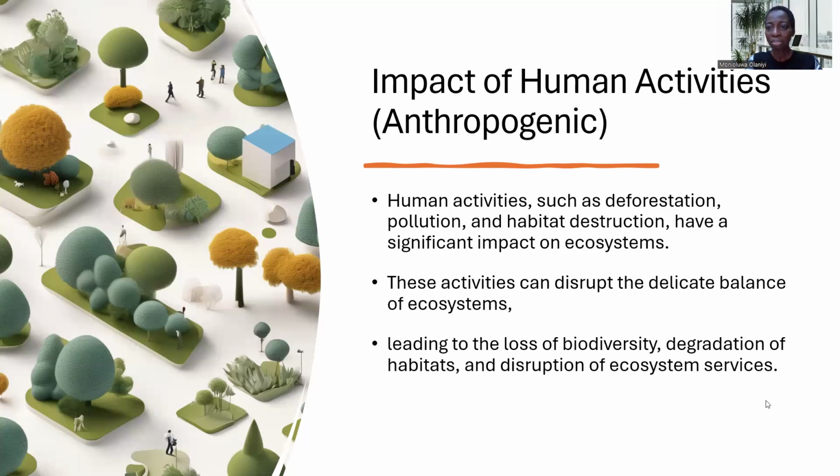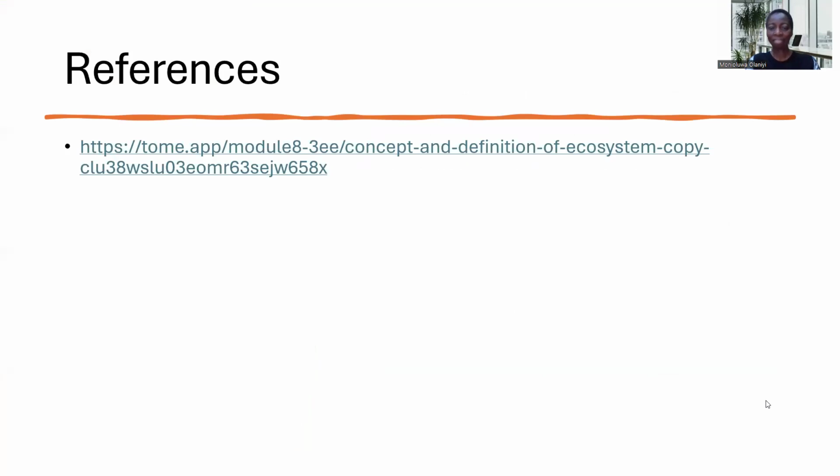Human activities such as deforestation, pollution, mining, and habitat destruction have a significant impact on the ecosystem, and they disrupt the delicate balance of the system. This results in loss of biodiversity, and then the habitats are degraded, resulting in disruption of ecosystem services.